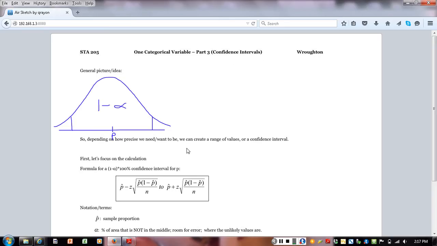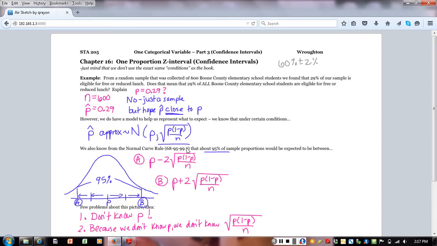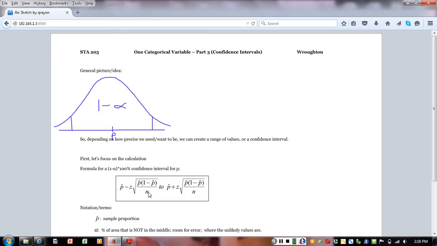What that's going to mean for me, we'll do it for this picture first. If there's 95% in the middle, there's 5% left over. Half of it goes over here, half goes over there. So this would be 2.5%, and this would also be 2.5%. Then I get my total of 100%. How this applies to my general picture: if I have 1 minus alpha in the middle, I have alpha left over. Half of it goes here, and half goes here.